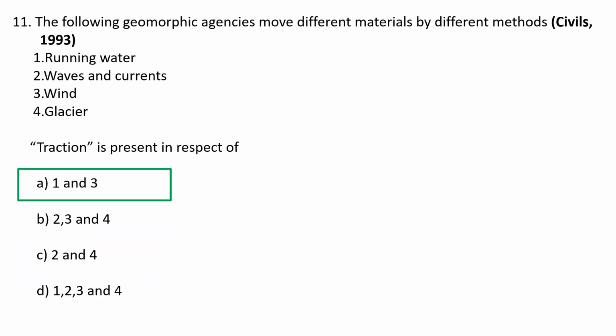So traction, it is in respect of running water and wind. So the geomorphic agencies with running water and wind, they move different materials by different methods. So traction represents movement due to running water and wind. So A is the correct answer. Next question.